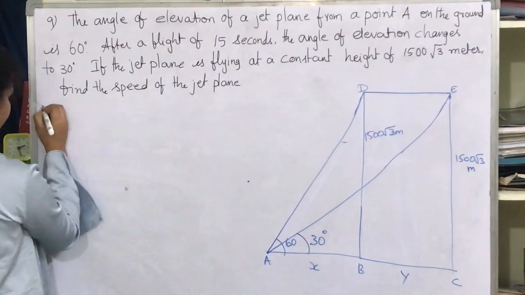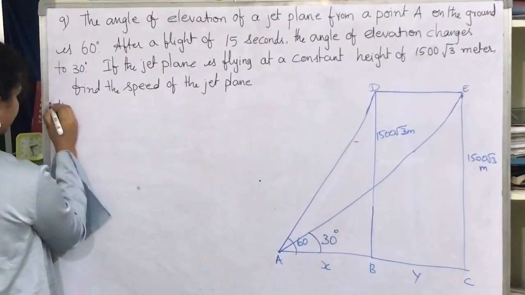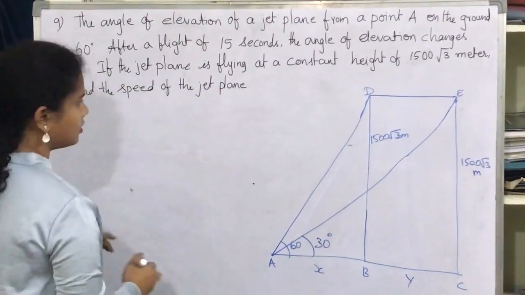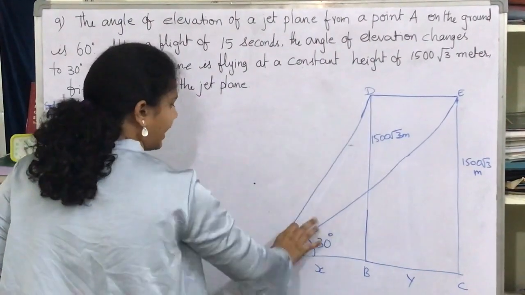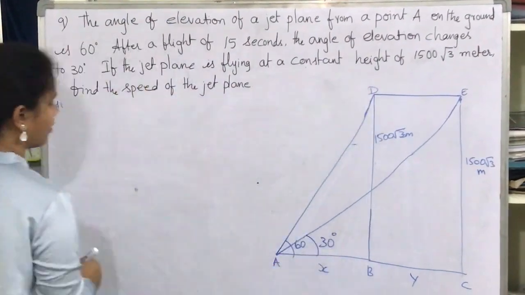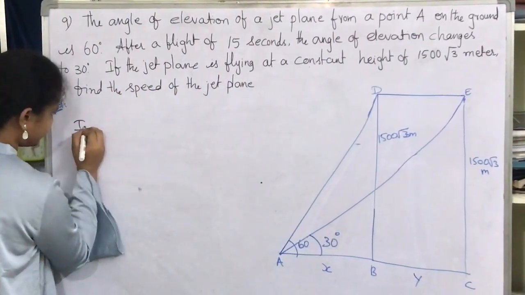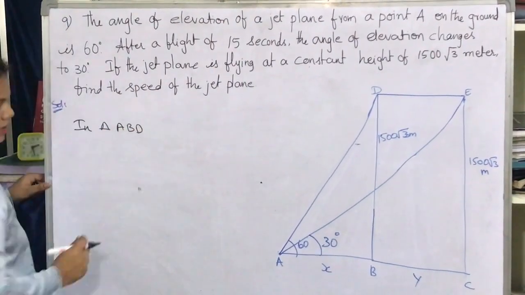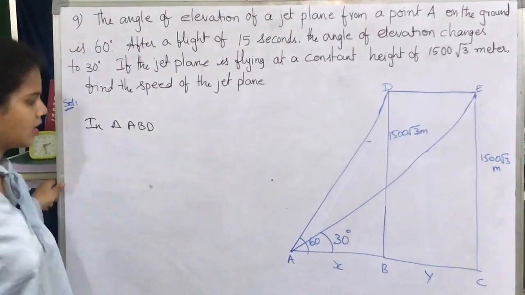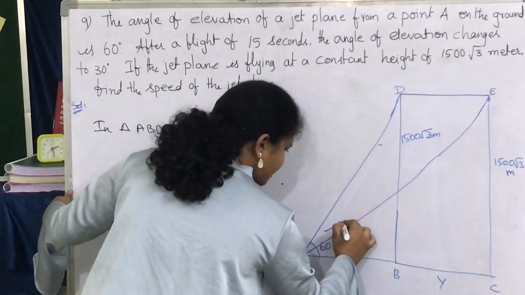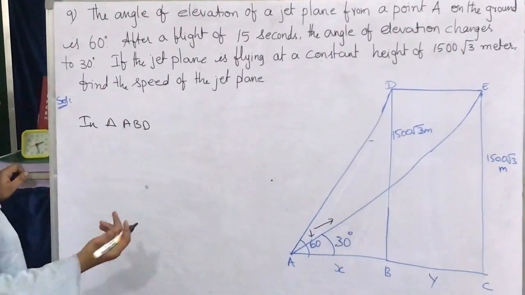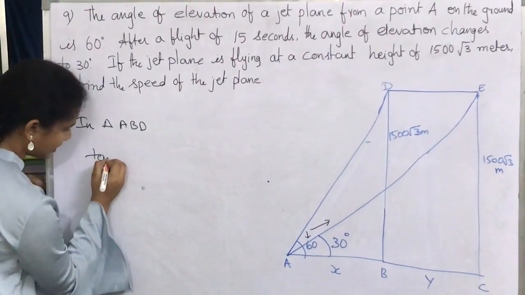So now just solve the given sum. Let's start solving this. Let me solve this. Now just consider triangle ABD. In triangle ABD, let's consider the opposite side and adjacent side. Which trigonometric ratio relates opposite and adjacent? As we know, tan, definitely.